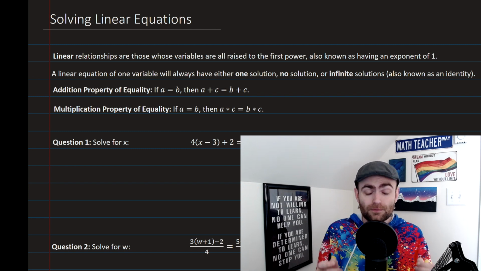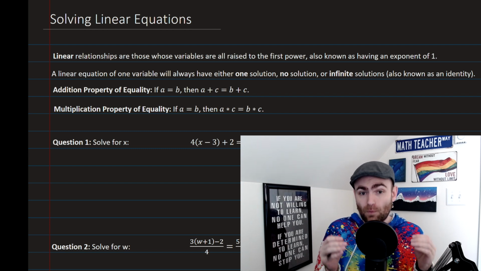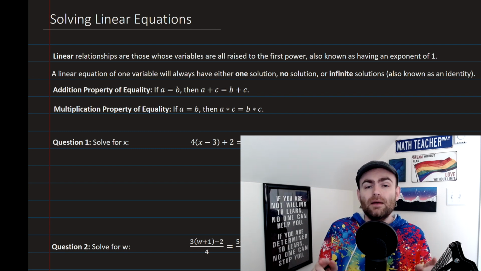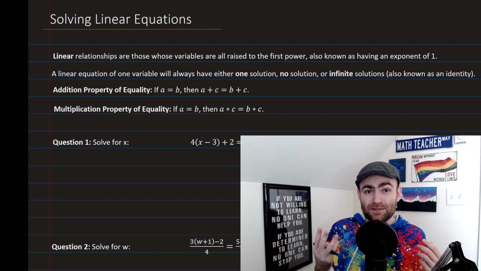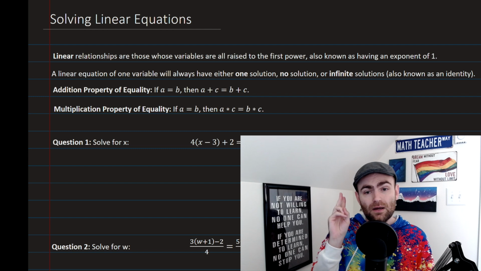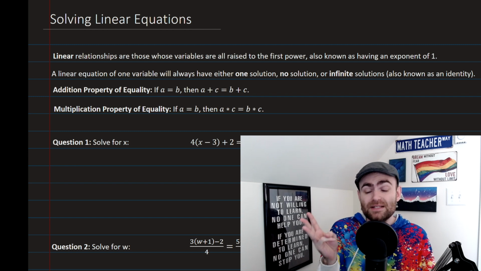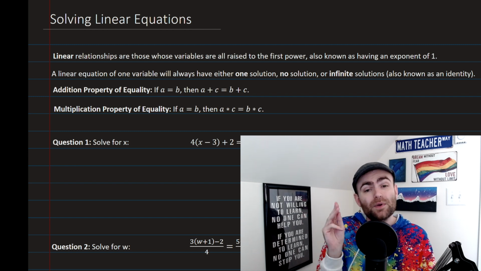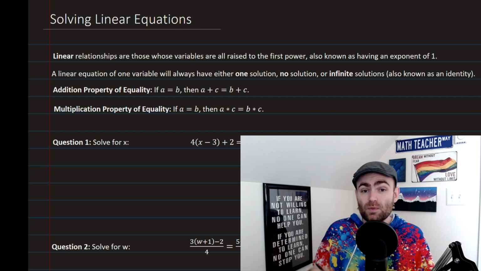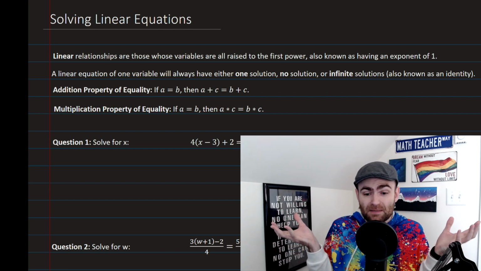So if we solve a linear equation where we have one variable only, we will have three possibilities for answers. We will have either only one answer that works, no answers that work at all, or it does not matter what the value of the variable is, it will always work, and we call that an identity. So when we solve these equations, we're solving according to a balance beam.